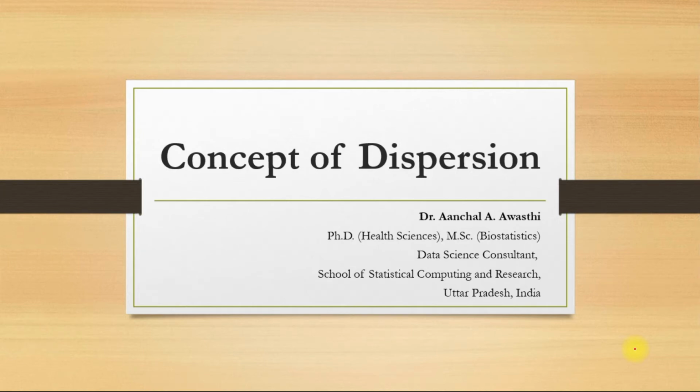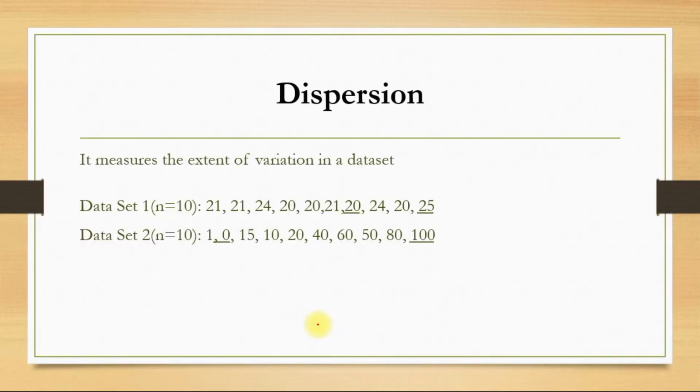Hello everyone. In continuation with the series of exploratory data analysis, today we are going to talk about another characteristic of frequency distribution, that is dispersion. The literal meaning of dispersion is to distribute or spread over a wide range. In statistics, it represents how data points are distributed or scattered over a wide range of values or around a central value. Hence, it measures the extent of variation in a data set.